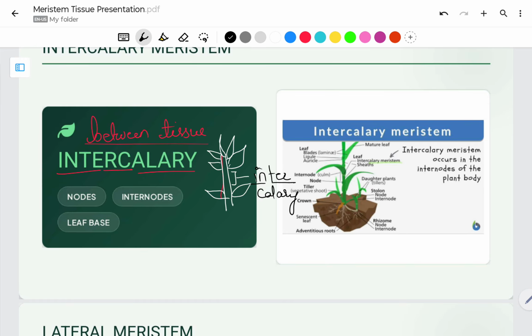Their location is the node portion, internode portion and the leaf base. Suppose this is a leaf structure. The tissue which appears in the basal portion of the leaf is the intercalary tissue.